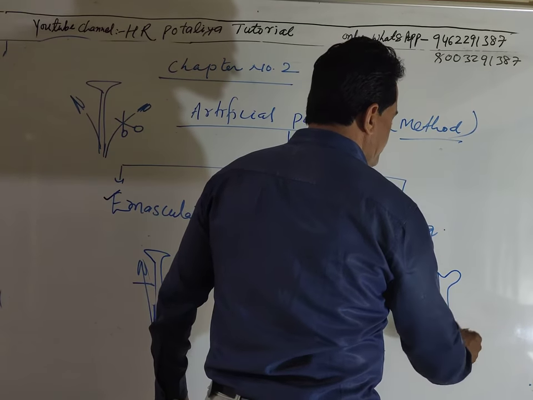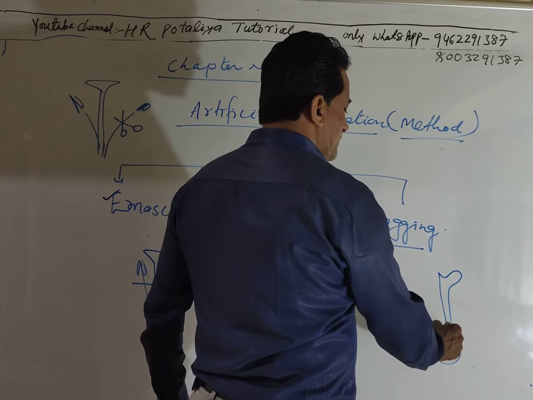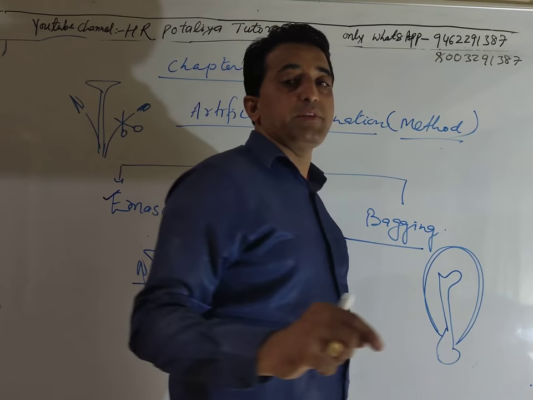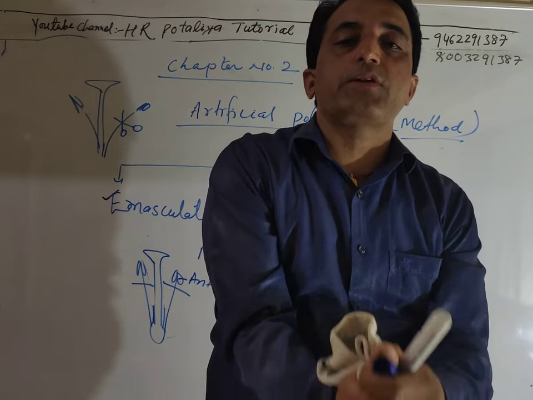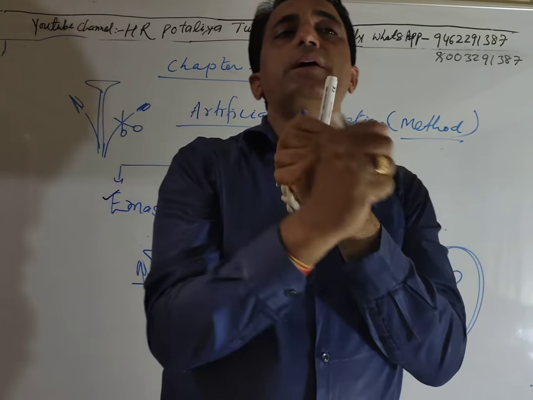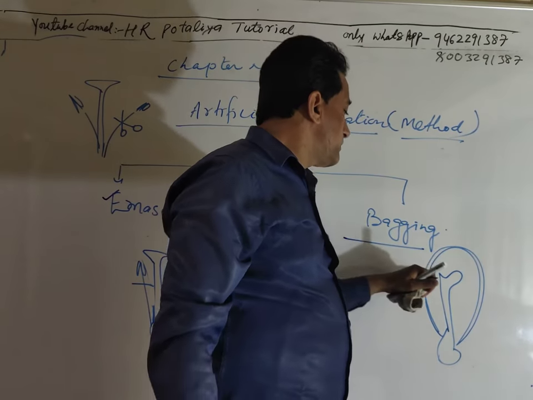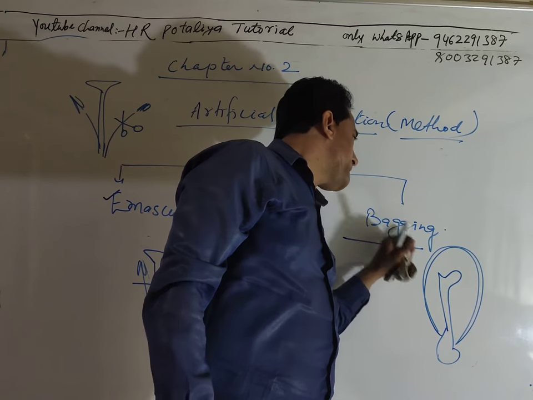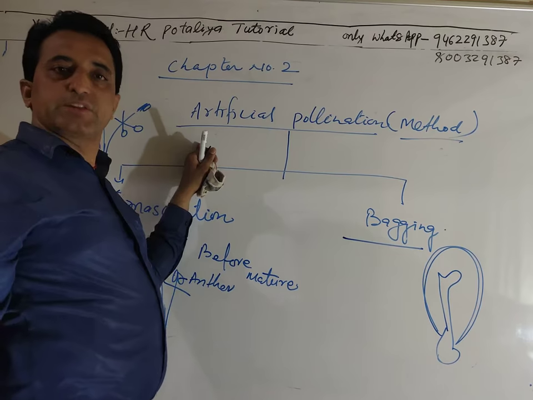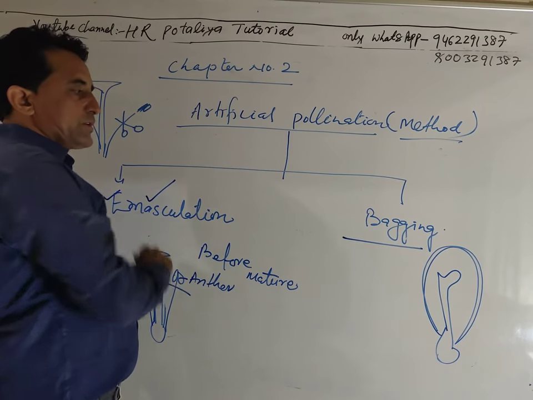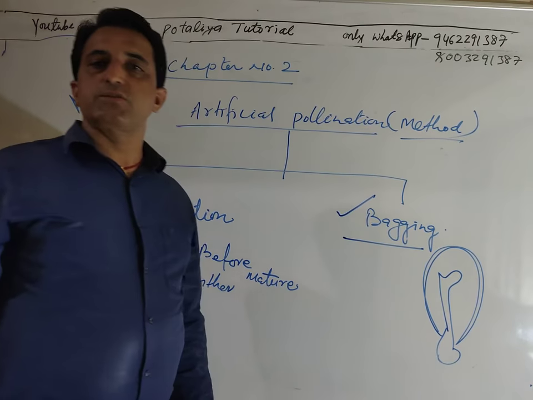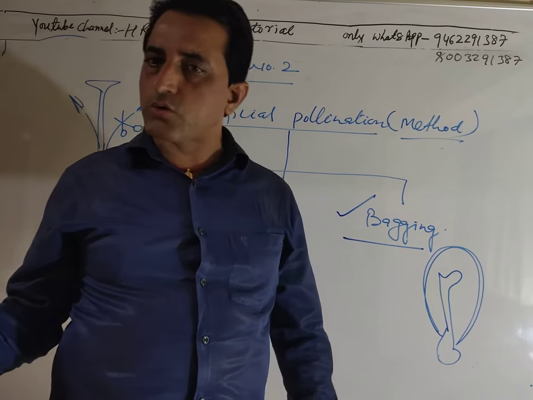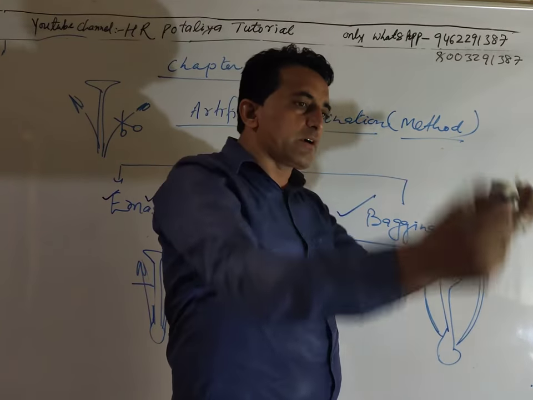We have to do one thing. The female reproductive part will be covered with a bag. Whatever type of bag it is, we cover that female reproductive part. Due to that, pollen grains are not transferred to reach the stigma. That is bagging. So artificial methods, there are two methods: number one, emasculation, and number two, bagging. Emasculation, remove the anther before it matures. After emasculation, bagging, it will be covered with a bag.